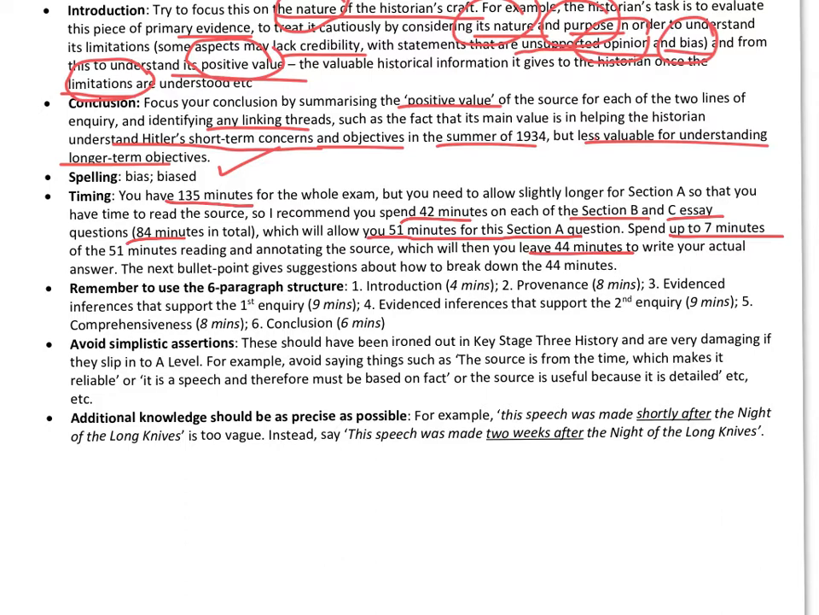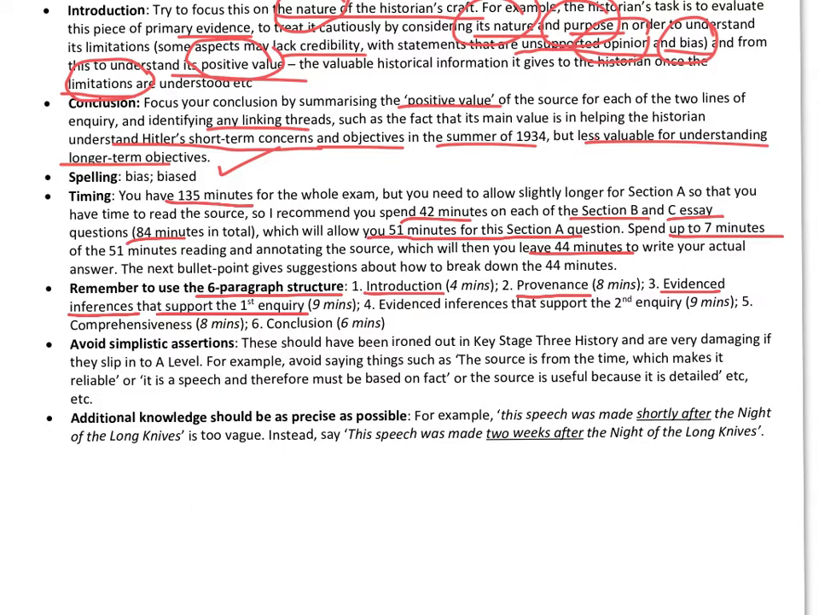And that's why I've said use the 6-paragraph structure that I've taught you to use. So in other words, your first paragraph is your introduction, 4 minutes on that. Your second paragraph is the paragraph about the provenance. I said 8 minutes on that. Your third paragraph is your evidenced inferences for the first line of inquiry. I've said 9 minutes on that because you need longer on that one, don't you? It's quite a lot to get through.